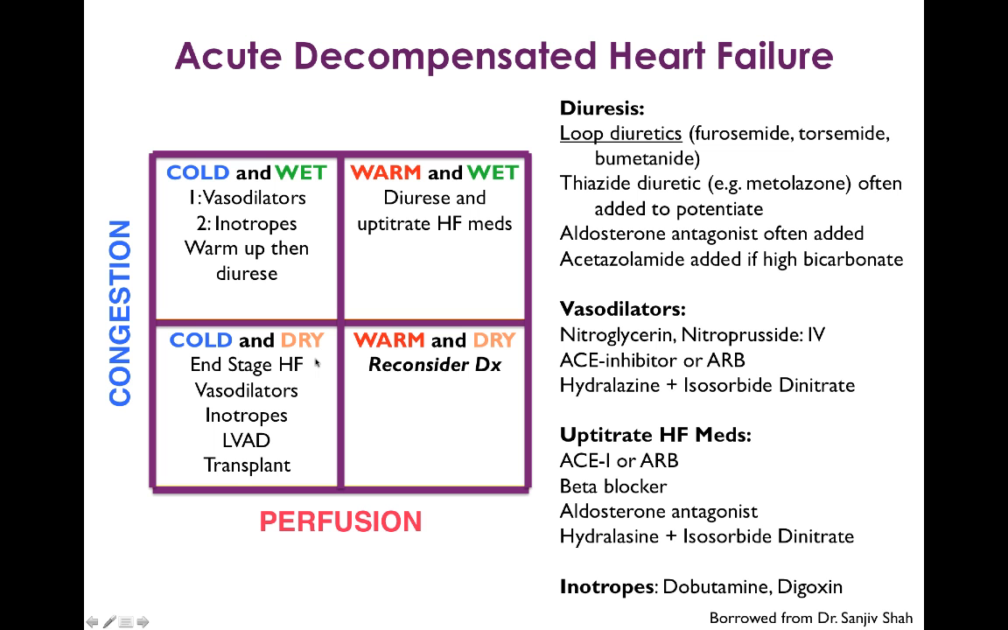The patient who's cold and dry is really end-stage heart failure. You can try the vasodilators and the inotropes, but you may also need to consider a left ventricular assist device or transplant. Okay, so what are the different medicines in the different bins here? So diuresis, the main thing that we try, the mainstay of diuretic therapy is loop diuretics, so furosemide, torsemide, or bumetanide. Adjunctive to those, typically used in the hospital, if you need to potentiate the loop diuretic, is adding on another medicine which blocks sodium resorption in the nephron. So a thiazide diuretic is probably the most commonly used adjunct, a drug like metolazone. An aldosterone antagonist is often used, or for a patient with high bicarbonate, acetazolamide is often used.